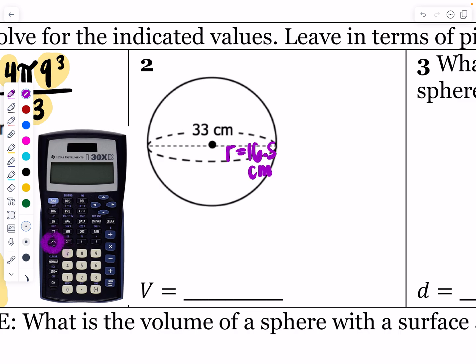So I'm going to cross out the 33 so I don't accidentally use that, because in my formula I need the radius. So that's going to be 4 pi r cubed, so that's 4 times pi times 16.5 cubed divided by 3. That's going to be my volume.